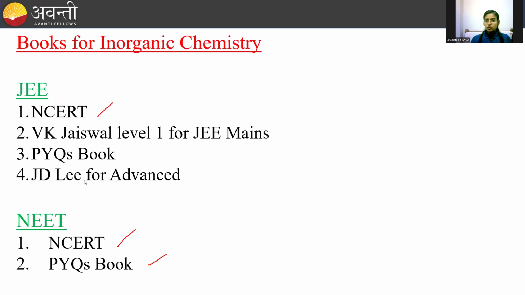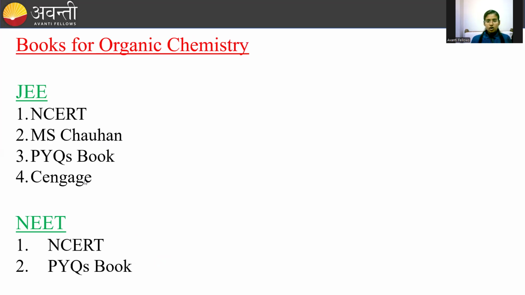For problem solving, you can go for BK JSOL for level 1. Then for organic, again NCERT, and MS Chauhan for problem solving. Penguin also you can use for problem solving, along with the previous year's questions book. And for NEET, the same thing, NCERT and previous year.